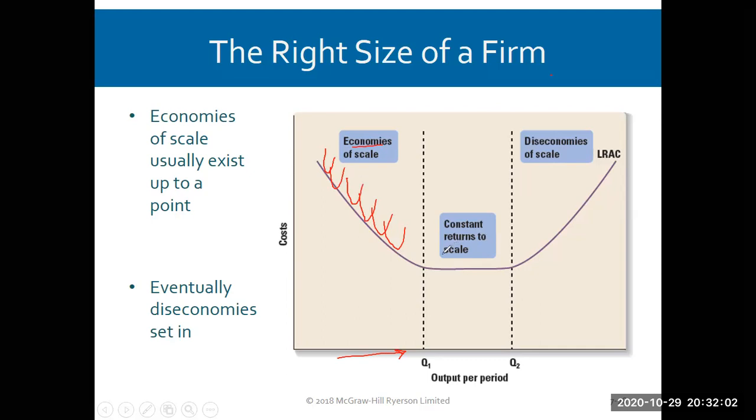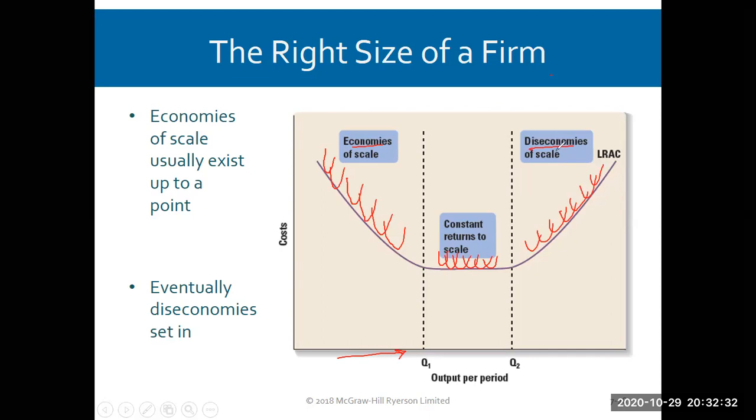Then we reach this point where different size outputs or different size companies all seem to be at the same long run average cost. And that's called constant returns to scale. And then sooner or later, you run into diseconomies of scale, where you run into those bureaucratic inefficiencies and the average costs start rising again. So in this case, you say, well, we double the inputs, but we less than double the outputs.